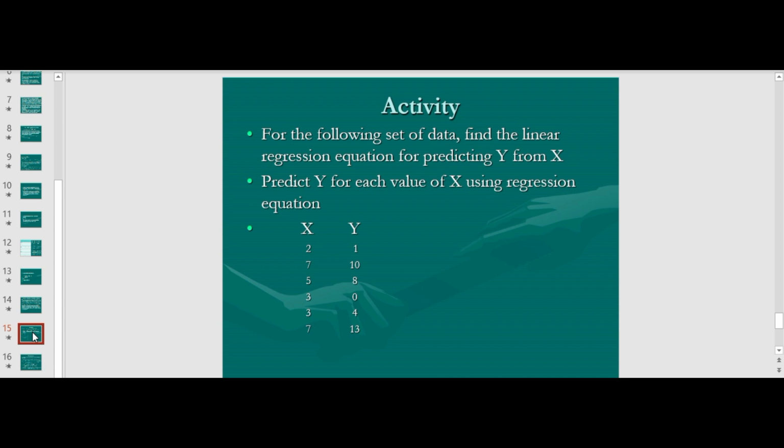This is an activity for you. With the x and y variables, you have to find the linear regression equation for predicting y from x and predict y for each value of x using the regression equation. That means you will make 6 predictions of y, for x values 1, 2, 3, 4, 5, 6.